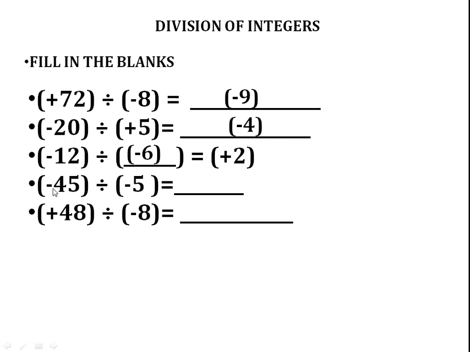Next one. Negative 45 divided by negative 5. Both the numbers are negative, so you will get a positive answer here. 45 divided by 5, 9. That is positive 9. Here, positive 48 divided by negative 8. Positive divided by negative is negative. 48 divided by 8 is 6. So the answer is negative 6. Hope you understood it. Next question.